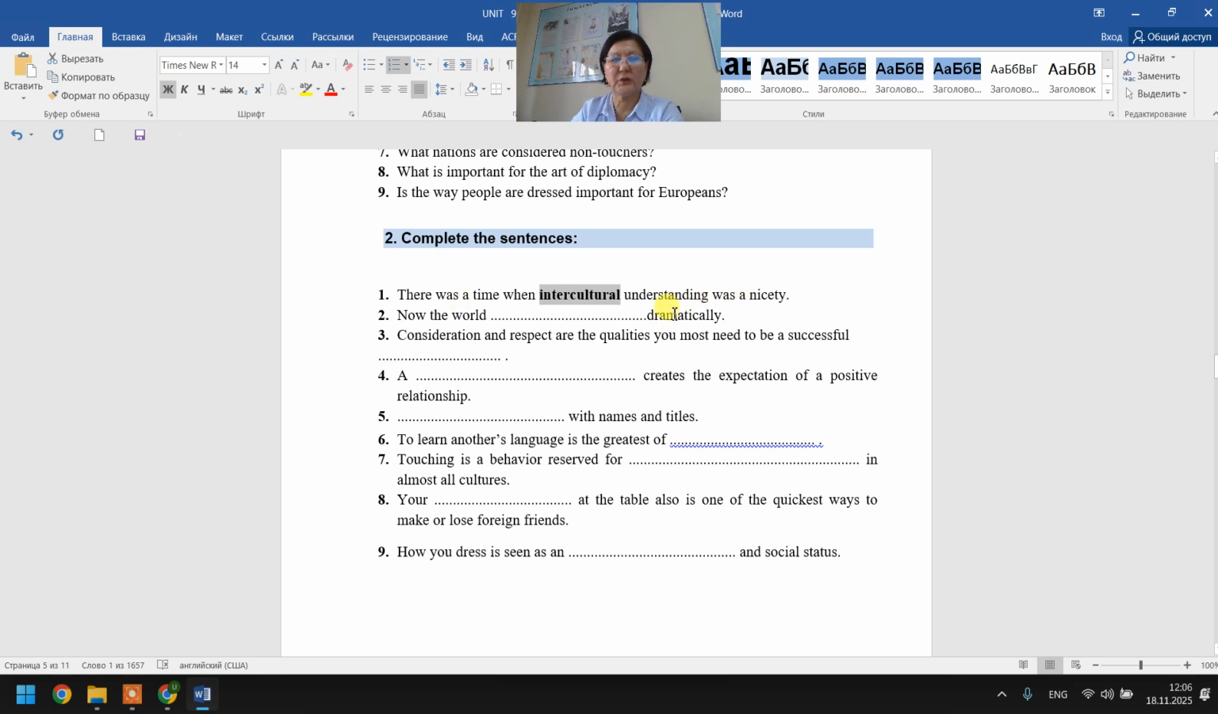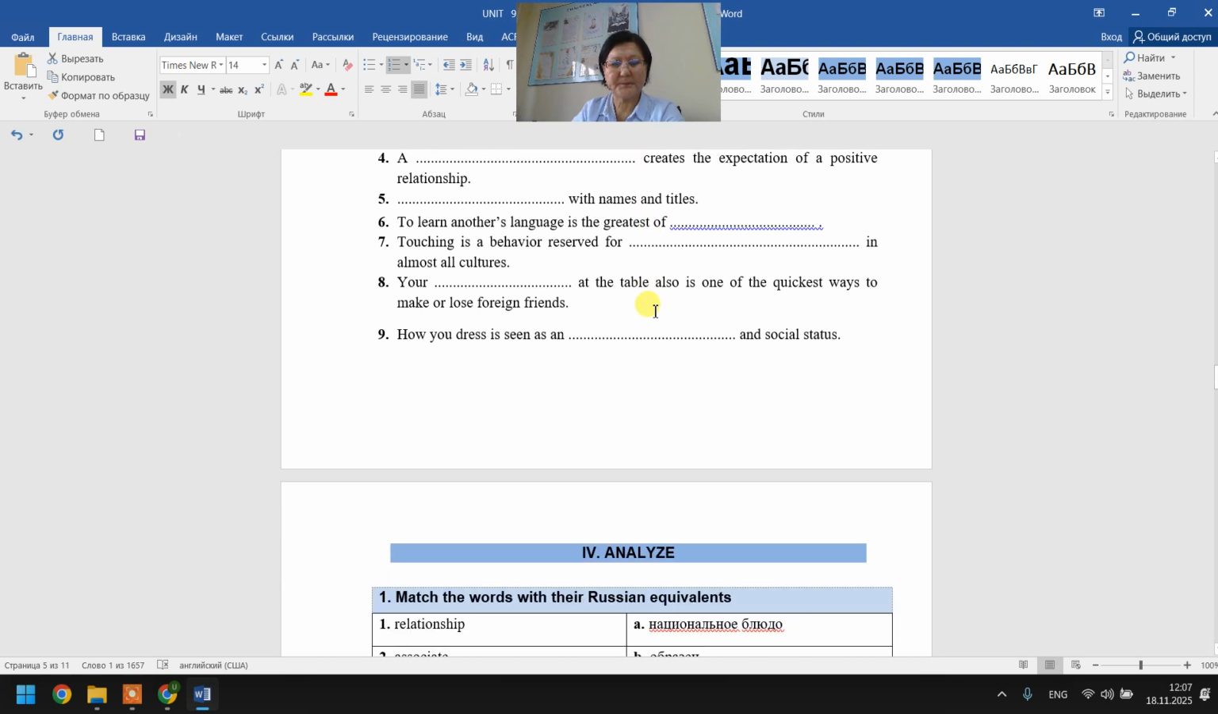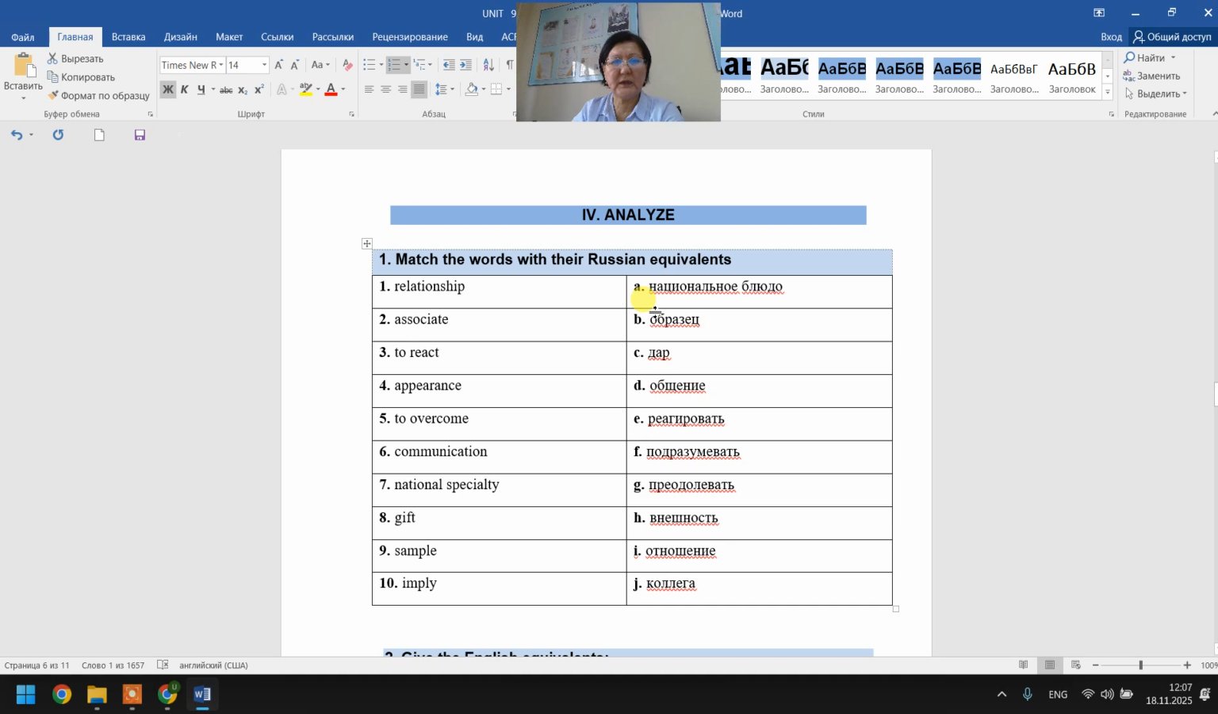It is very important when, for example, you go abroad and all the cultural requirements of this country we have to keep, yes, and that's why intercultural understanding means that even how you dress, how you behave in the street or in the room, everything concerns how deeply you understand the culture of other nations. The next is match the words with the Russian equivalents.